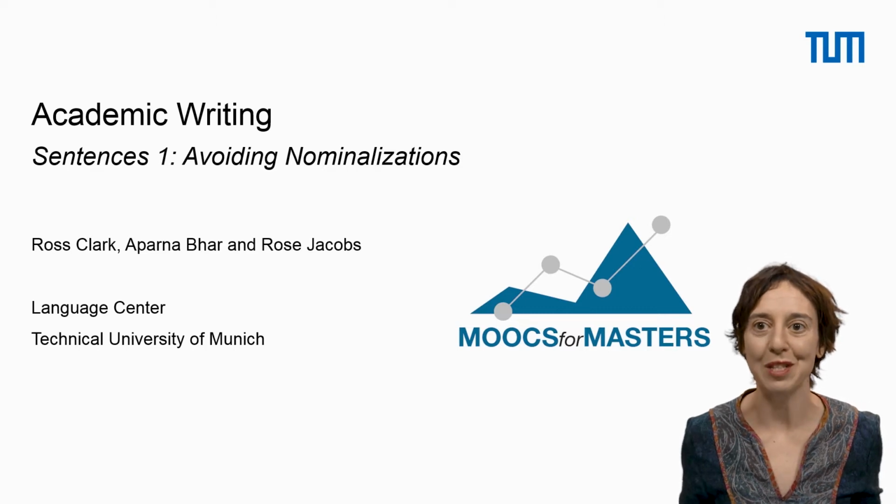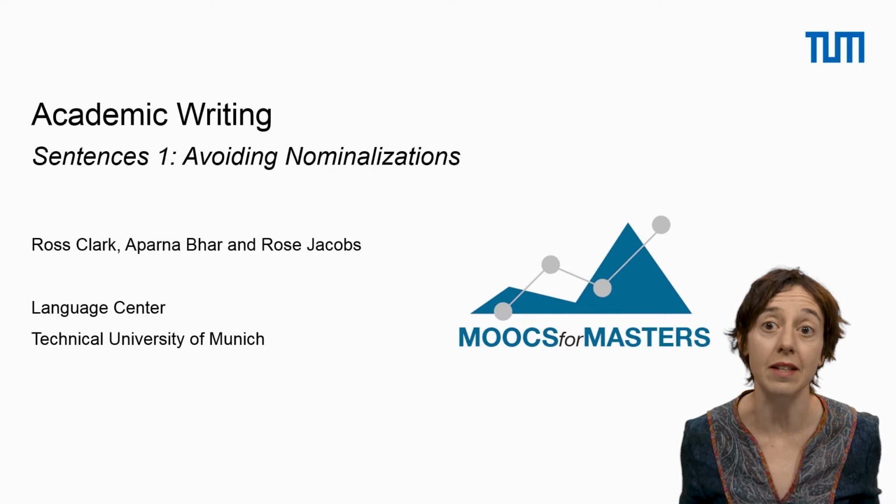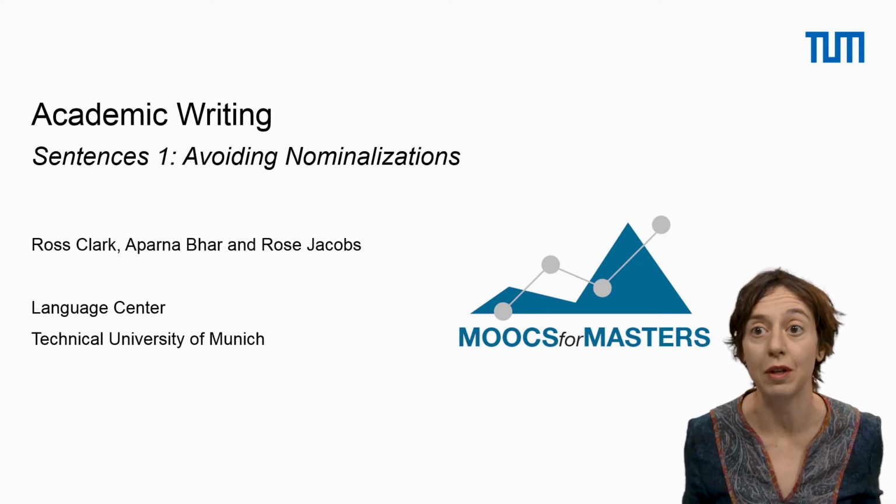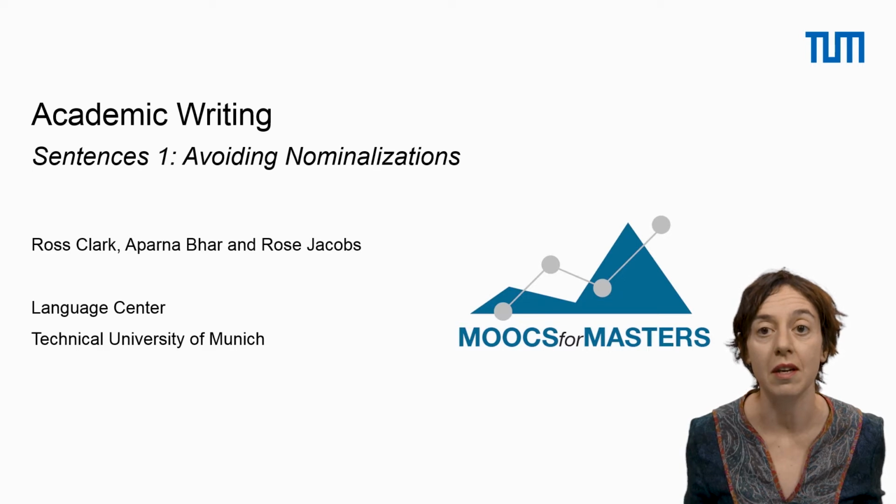I'm Rose Jacobs from the Technical University of Munich, and this week we're going to start examining problems at the sentence level. Up till now, we've looked at structuring larger units of writing, like entire texts and paragraphs, to follow conventions of academic writing, as well as make them more reader-friendly. Today, at the sentence level, we're going to consider nominalizations, and specifically how to avoid them.